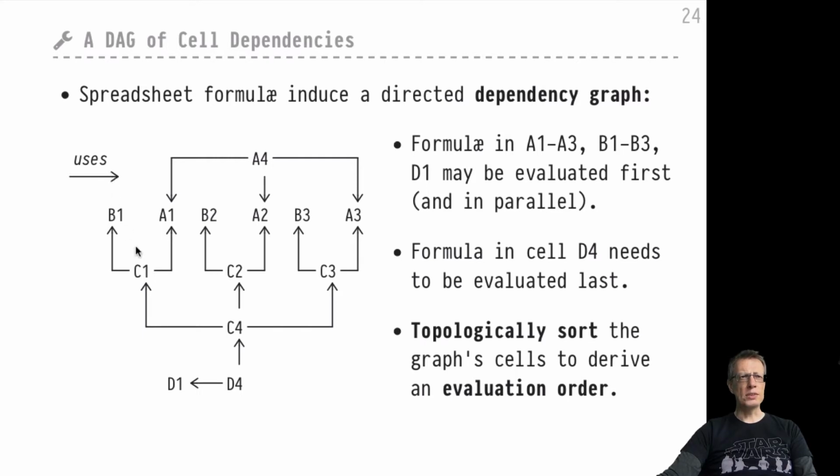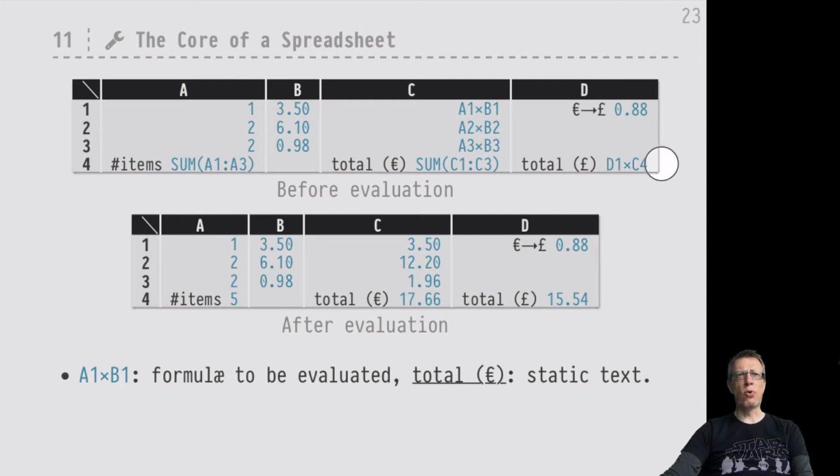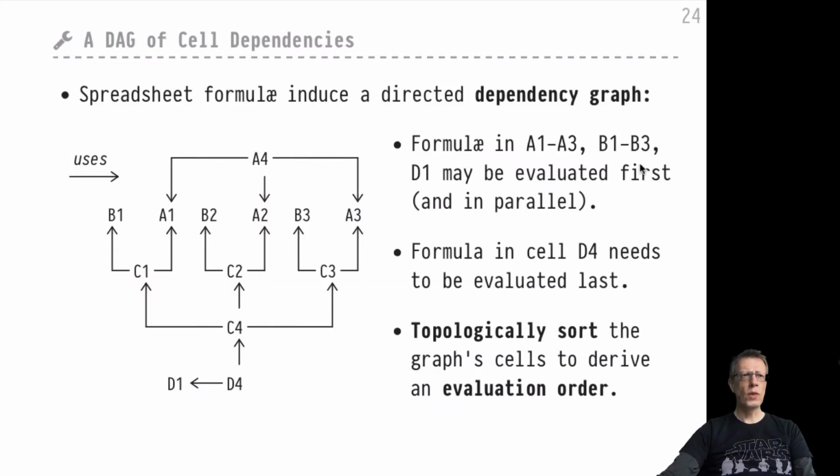Let's look at D4 here. D4 references D1 and C4. Let's check in the spreadsheet. In the unevaluated spreadsheet, indeed, the formula in D4 references D1 and C4. And this is exactly what we see here: D4 references D1 and C4.